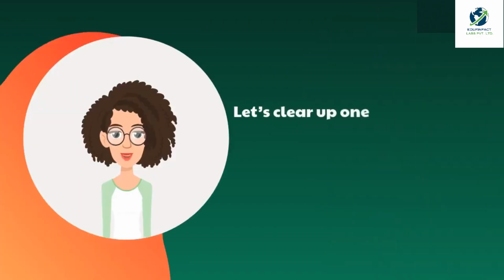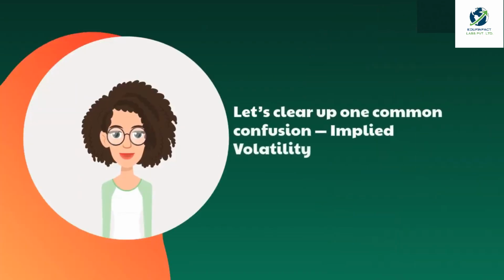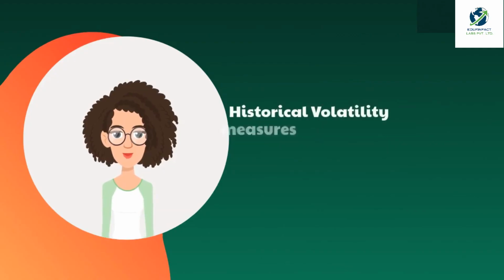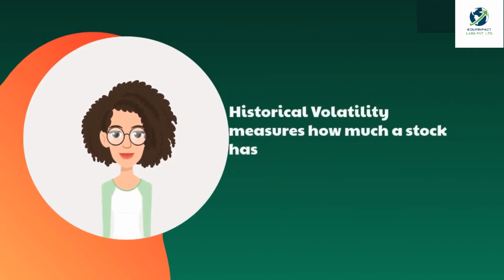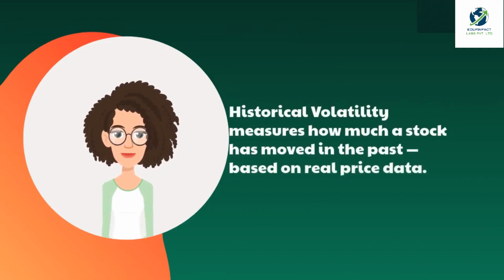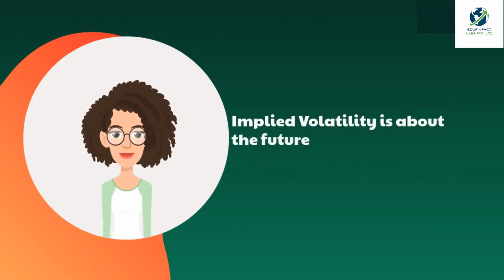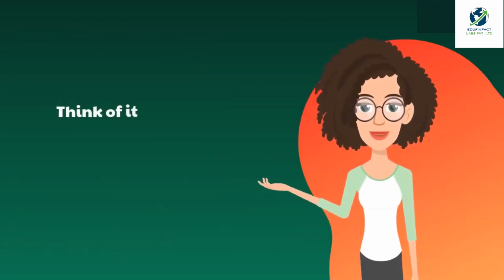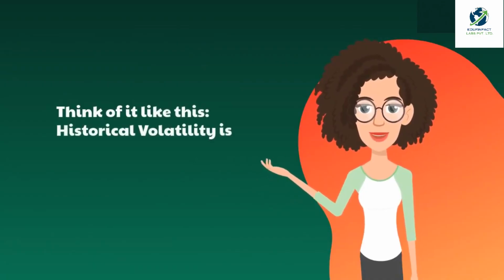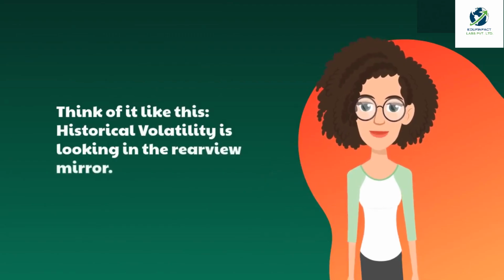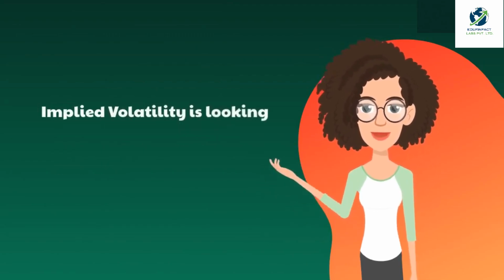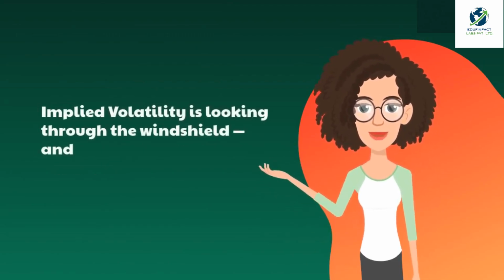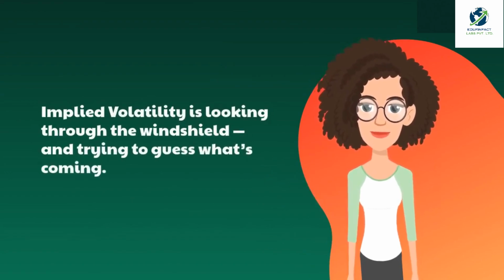Let's clear up one common confusion. Implied volatility is not the same as historical volatility. Historical volatility measures how much a stock has moved in the past, based on real price data. Implied volatility is about the future, what traders think will happen. Think of it like this. Historical volatility is looking in the rearview mirror. Implied volatility is looking through the windshield, and trying to guess what's coming.